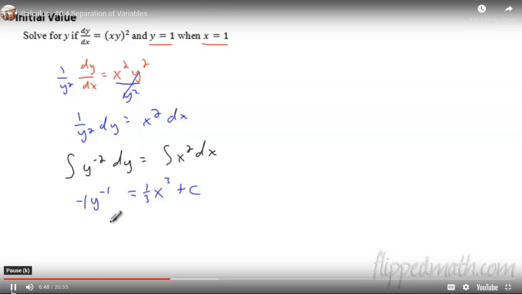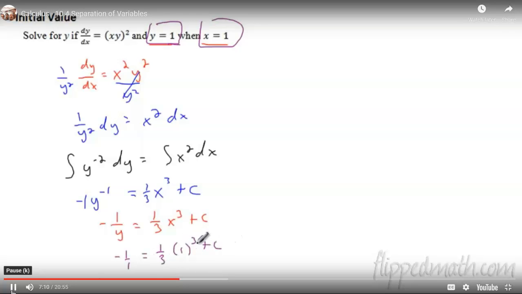If I do anything, maybe I'll just rewrite this as -1 over y, just so it looks a little nicer here. But don't go ahead and solve for y. I mean, you can, but you end up kind of giving yourself more work. So if I plug in 1 and 1, they're both 1. So if y is 1, it's -1 over 1. That's cool. And then the x value is also 1 cubed.